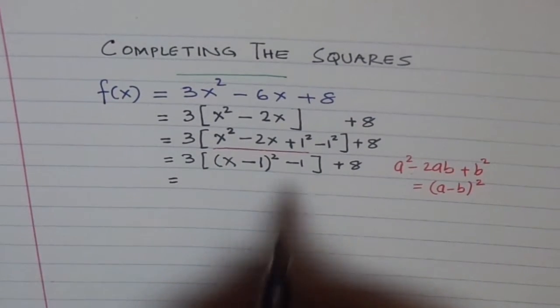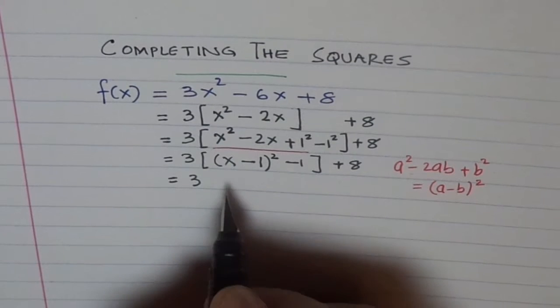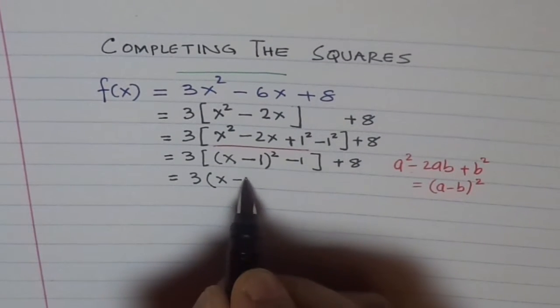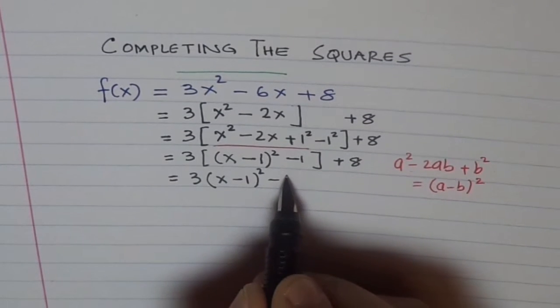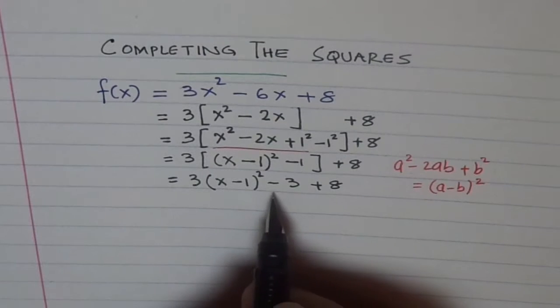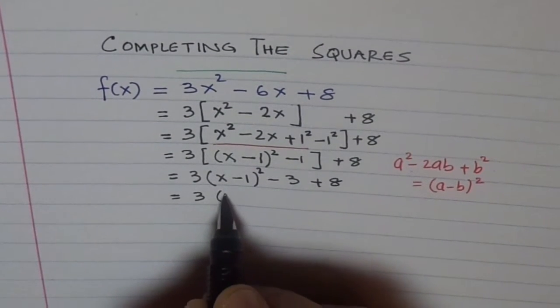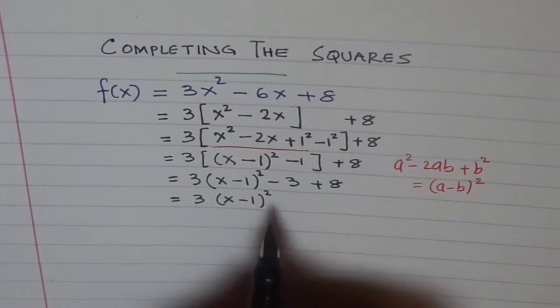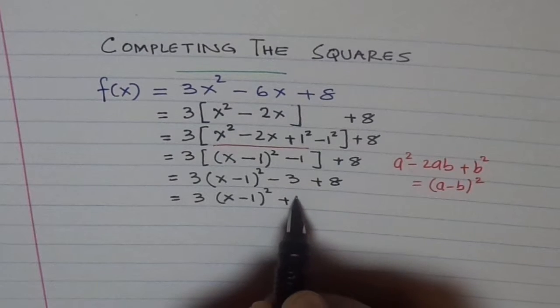Next step is to open the bracket. So we open the bracket, multiply 3 with both the terms. 3 times (x minus 1) whole squared, and then 3 times minus 1, which is minus 3, plus 8. And now combine your constants. We get 3 times (x minus 1) whole squared, and minus 3 plus 8 is plus 5.